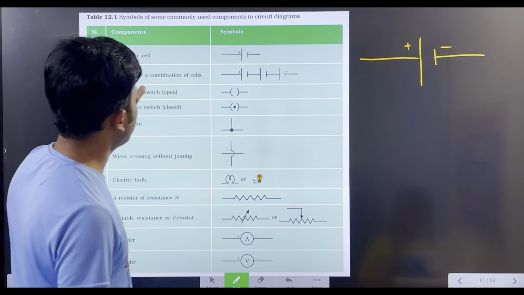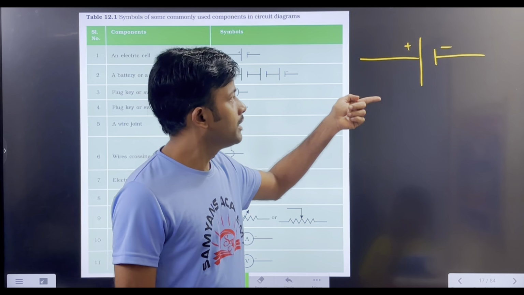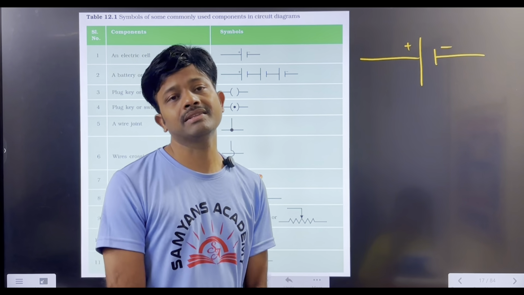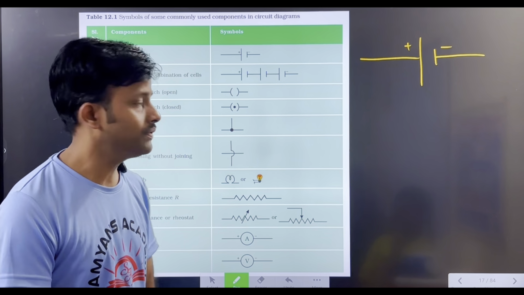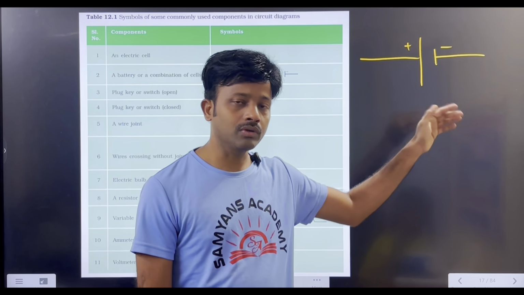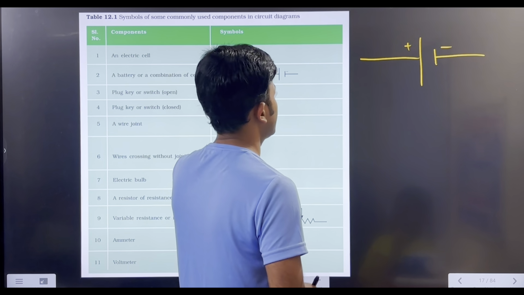Now here we have the electric cell, which is only one cell. When you take only one cell, it is indicated with plus and minus. A battery is a combination of many cells. When you combine more than 2 or 3 cells like this, it is said to be a battery. Then how can we connect one battery to another battery?